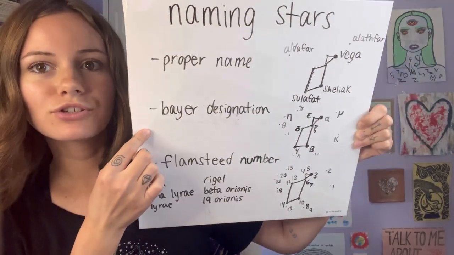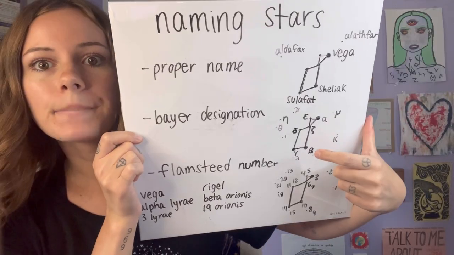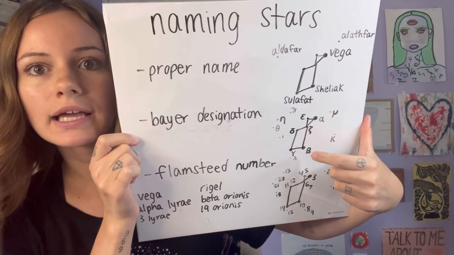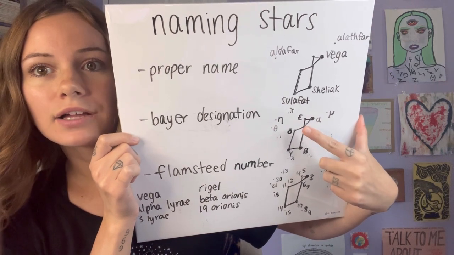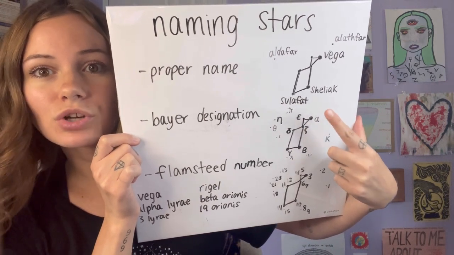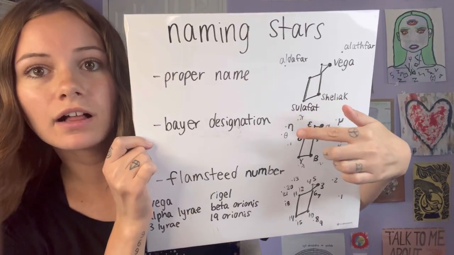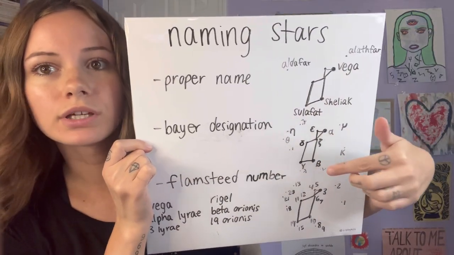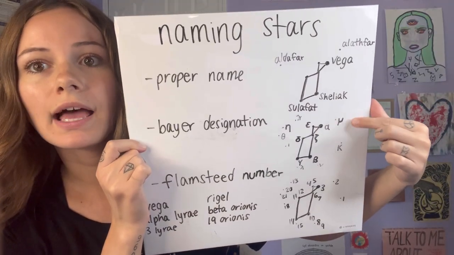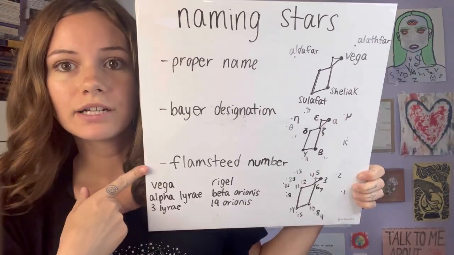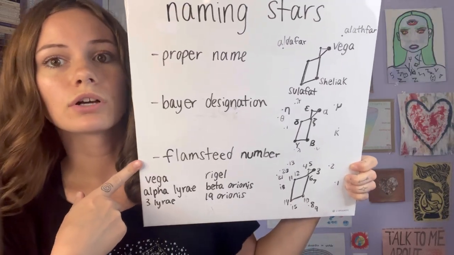The Bayer designation section right here has alpha for Vega, beta for Shalayek, gamma for Seliphat, epsilon, which doesn't really have a name in this chart, zeta, which doesn't really have a name in this chart, eta for Eldafar, and we've got other Greek letters, theta, kappa, and then mu is Alethfar. Then down at the bottom we have the Flamsteed number for these stars as well.